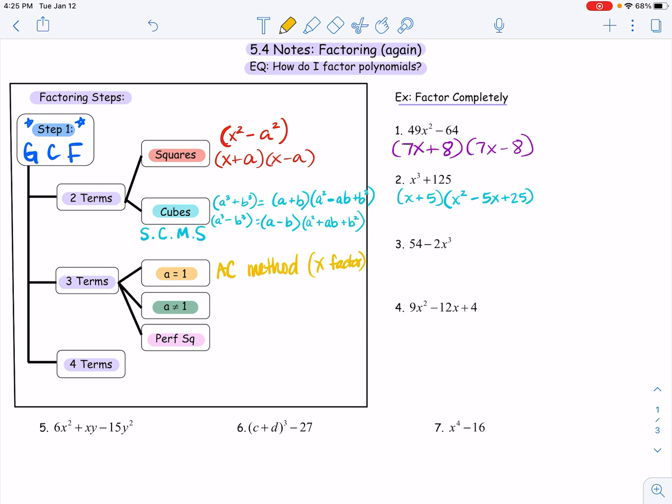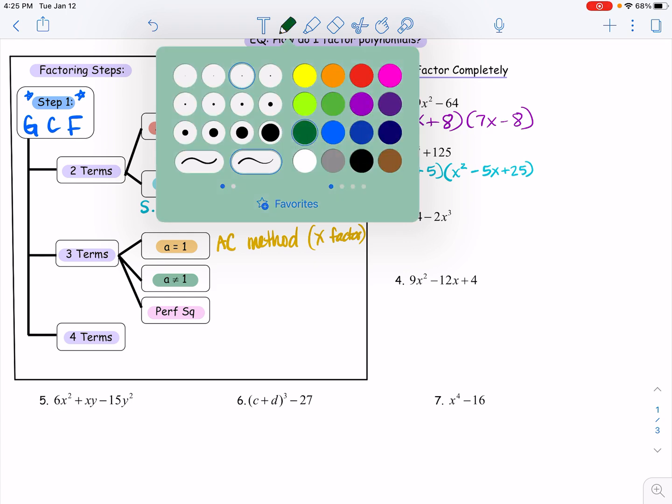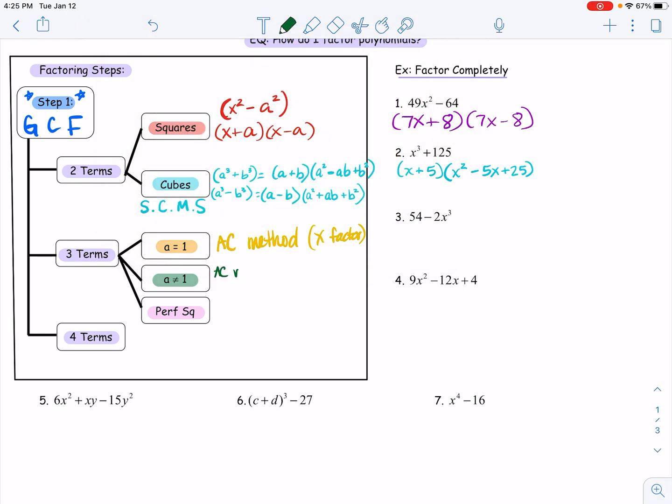It's really the same thing when A is not 1. We're still using that AC method. It's just this time, AC method, but then we have to factor by grouping. We rewrite and then pair up the first two and pair up the last two. You guys know how to do this.